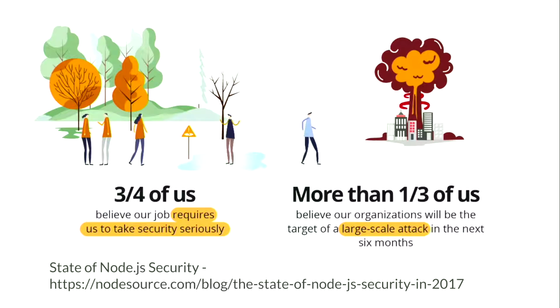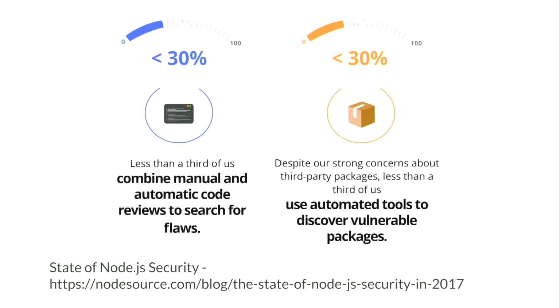So what's being done about it? Well, not really a whole lot. As you can see there, less than 30% are combining manual and automated code review to look for flaws. Also, less than 30% are looking to discover vulnerable packages within their environment. So is this incompetence? I don't think so. I think this is just people not knowing where to start, what tools are available, and how to get started with this stuff. So hopefully, it's just a lack of experience.